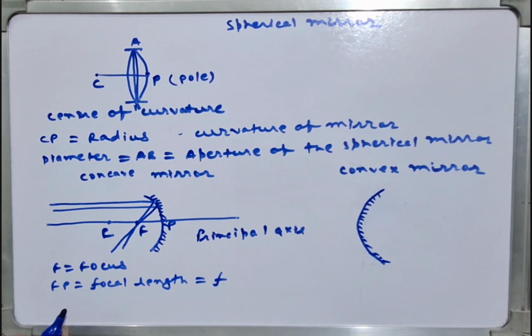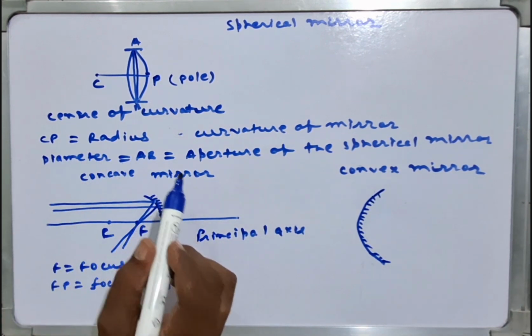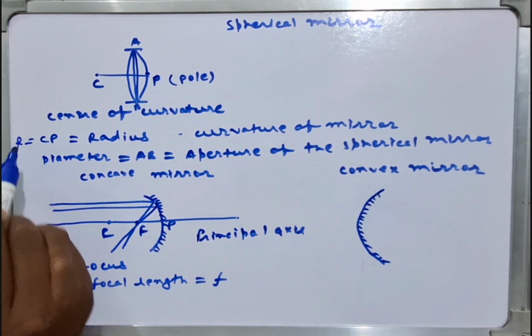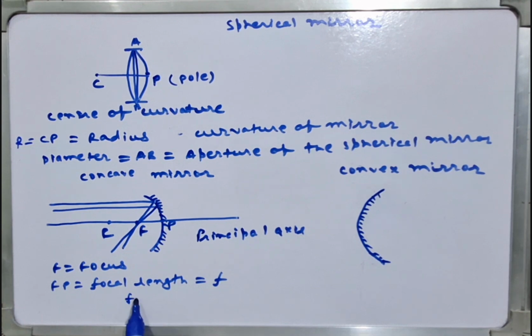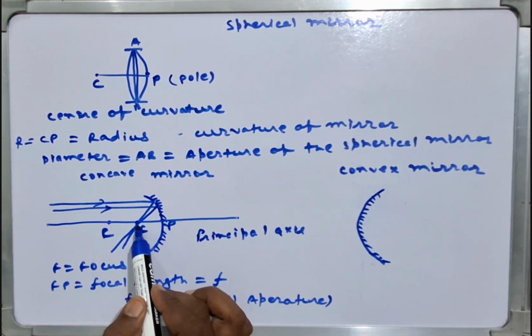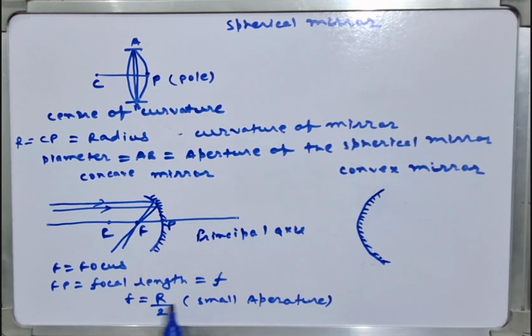There is a relationship between the focal length and the radius of curvature. Suppose this CP length is r, then this f must be r by 2 for a small aperture of the mirror. So here what you see, rays of light are meeting at one point, that's why this is known as a converging mirror.